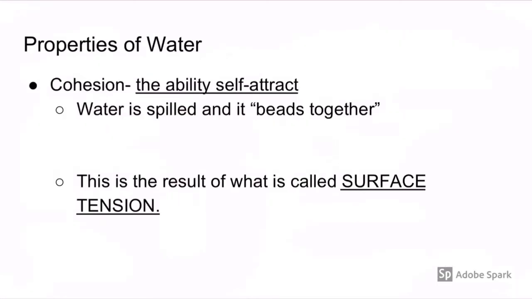Some properties of water. Cohesion is the ability to self-attract. This is why when water is spilled, it kind of beads together. And this is actually the result of what is called surface tension. The video you were supposed to watch before this lesson went into detail about surface tension.